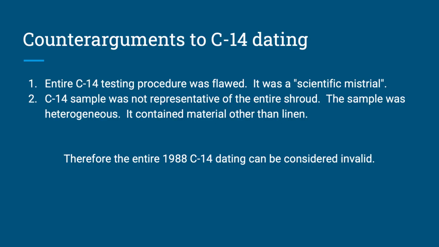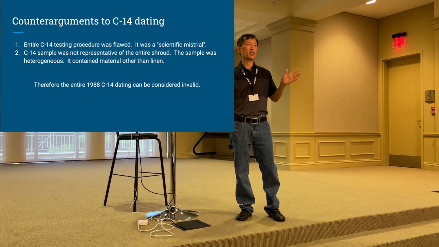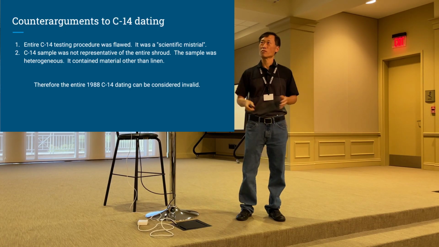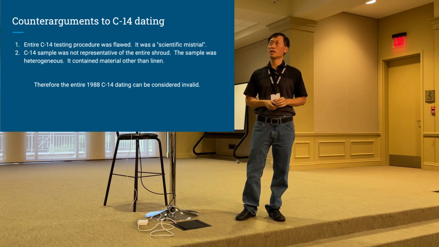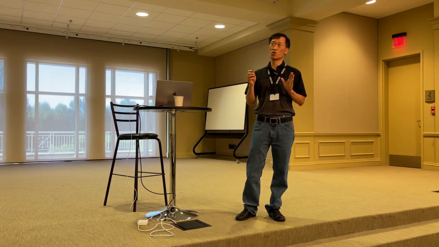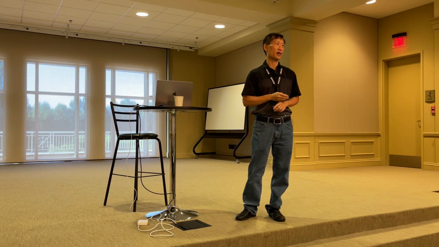So those are my 2 main counter arguments. The entire C14 testing procedure was flawed. It was, quote, a scientific mistrial. So even if they dated it to the 1st century, we'd have to throw it out because the procedures were violated. So it doesn't matter what date they have, the procedures were totally flawed. Also, we have evidence that the sample was heterogeneous and it contained material other than linen. So therefore, the conclusion is the 1988 C14 dating can be considered invalid.